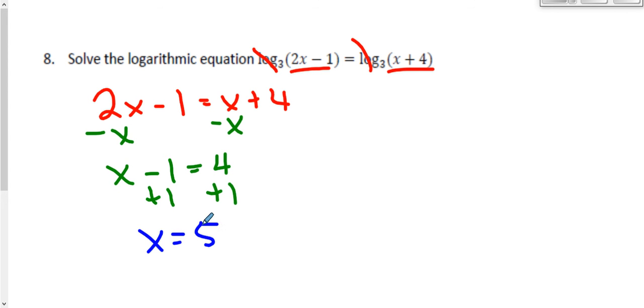So x equals 5. If you have the same log base on both sides, you can cancel it out. You actually don't need those bits at all. All right, a couple more to take a look at on the review.